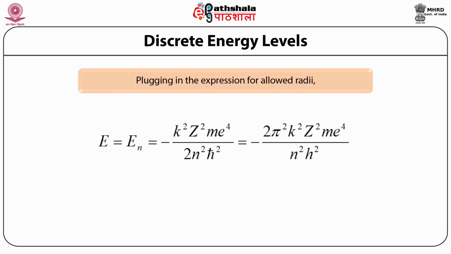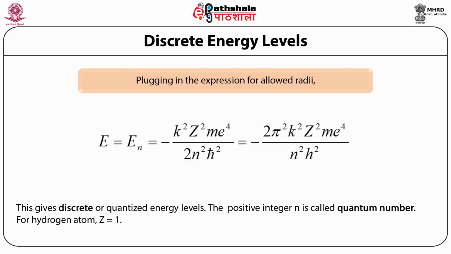And we have already seen that the radius is quantized. That is, there can only be fixed radii in the hydrogen atom. So if we plug in the expression for the allowed radii in the expression for the energy, then we find that the energy levels become quantized. As you can see on the screen, the energy level is inversely proportional to n square, where n is an integer. These are positive integers, 1, 2, 3, 4. This positive integer n is called a quantum number.